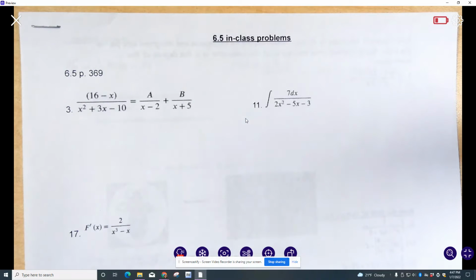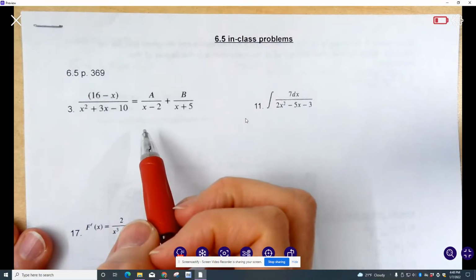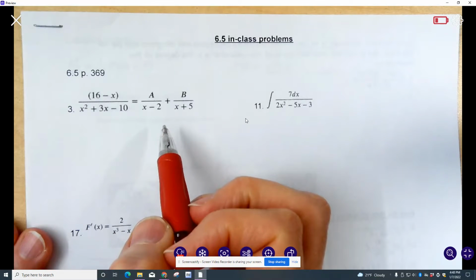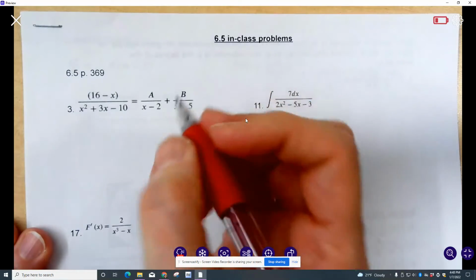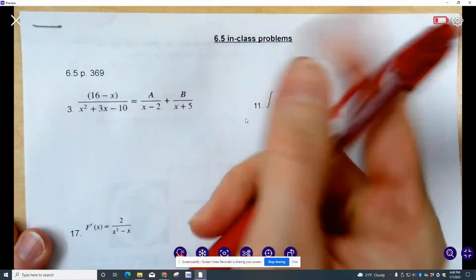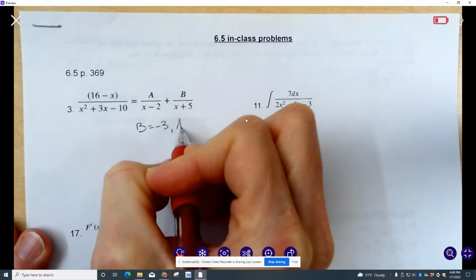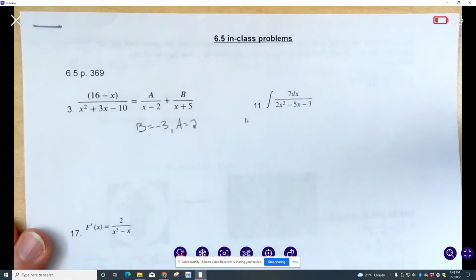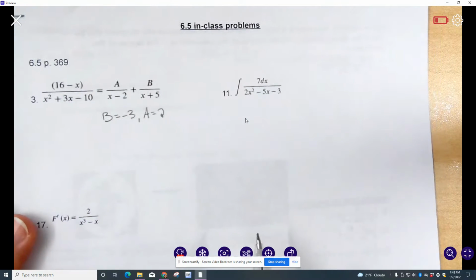Some of these problems are long though. I'm not going to do 3 because it's kind of already stepped out for you a little bit, but I can tell you that in 3 you should get b equals -3 and a equals 2. So if you want to try that one on your own, you could. All right, so let's take a look at 11.